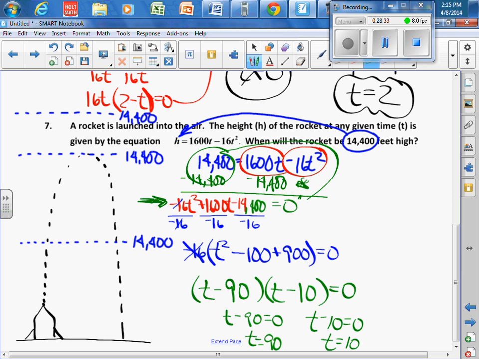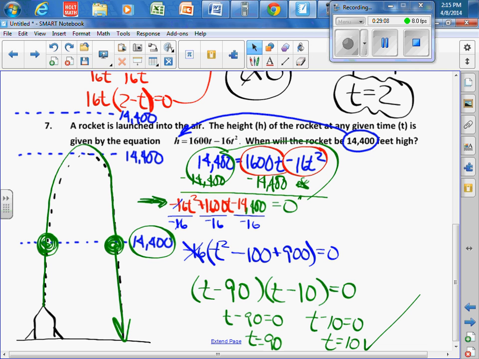Look at this. This rocket reaches 14,400 twice. Once at 10, excuse me, at 10 seconds. So it takes off, and 10 seconds later, it reaches 14,400. Keeps going up, and after a while, it comes back down, and then at 90 seconds after liftoff, it hits 14,400 again. So there you go. It does reach 14,400 twice, at 10 seconds and 90 seconds.